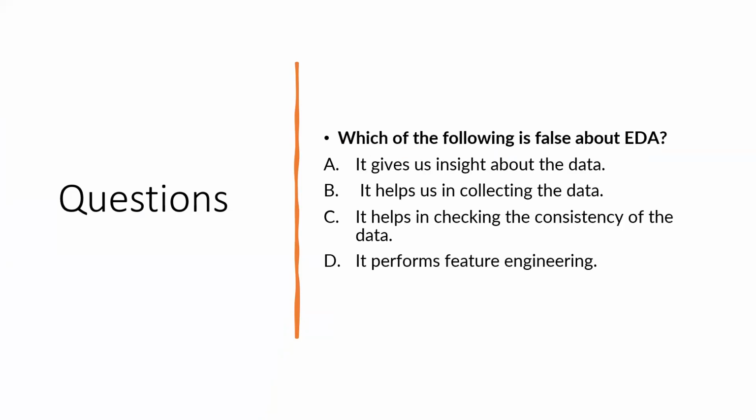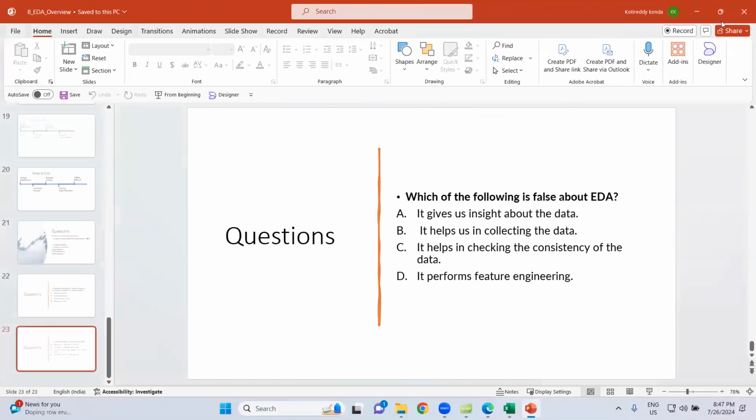Which of the following is false about EDA? It gives insights. It performs feature engineering. It helps consistency. It helps in collecting the data. If you have data, then only you can perform EDA. Without data, how do you perform EDA? That means it will not help. The wrong answer is B. That is all about EDA. Thank you.